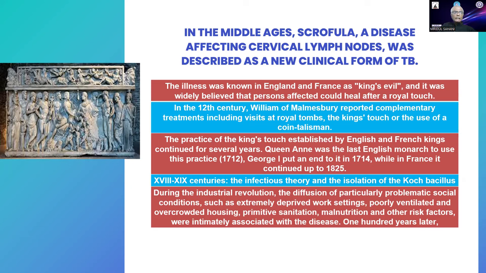This illness was known in England and France as the King's Evil. It is the same name that we carry in our Indian history, and it was widely believed that persons affected could heal after a royal touch. In the 12th century, William of Malmesbury reported complementary treatment during the visit of the royal tomb, the king's touch, or the use of wine. It is very similar to the belief that a person affected with the disease, who touches the tomb of a king who had suffered from tuberculosis, gets cured. So this was some of the myth that is prevalent.